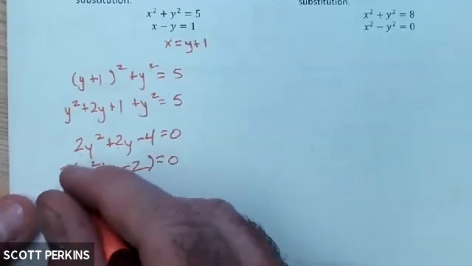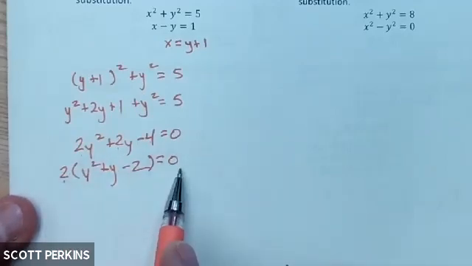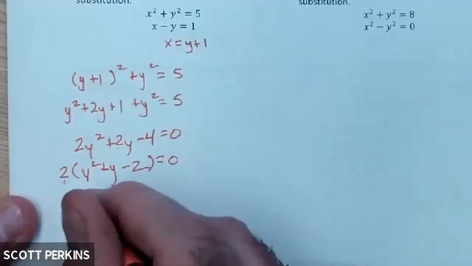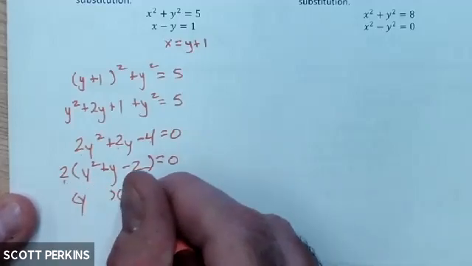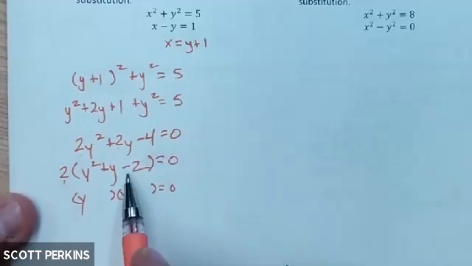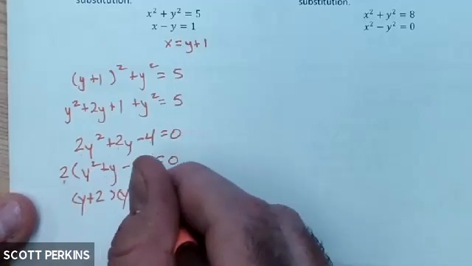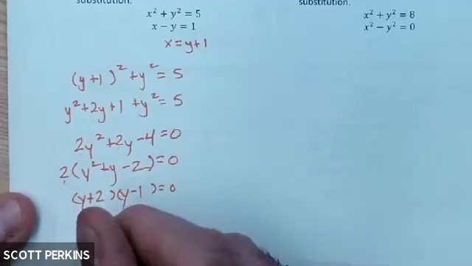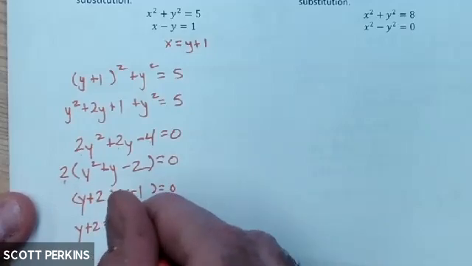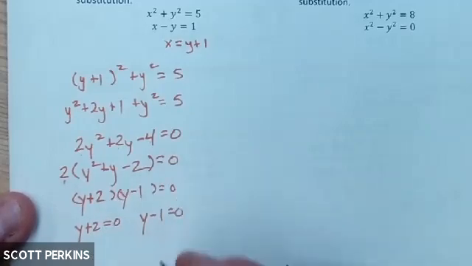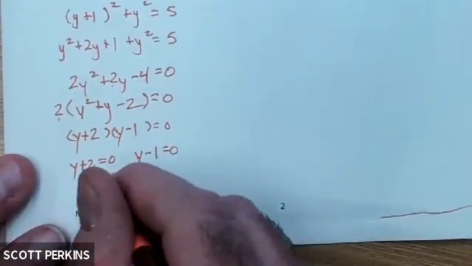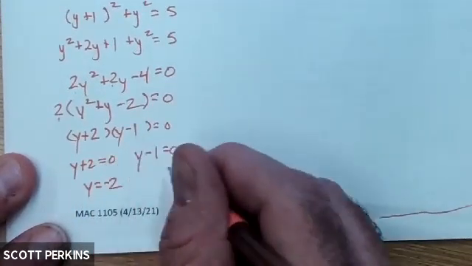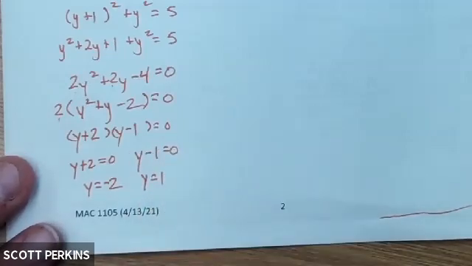And so I'm going to forget that 2 because 2 is never going to be equal to 0. 2 is always going to be 2, so it doesn't affect my solution here. But what does affect my solution is the factoring of this. The two factors of -2 that add up to +1 are +2 and -1. So I have two solutions as I predicted for you. My first one is that y is equal to -2, and the second one, y is going to equal 1.